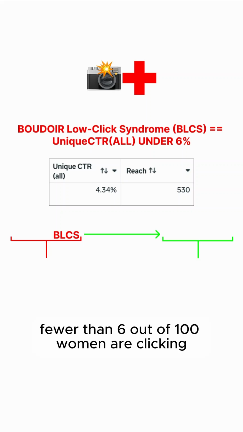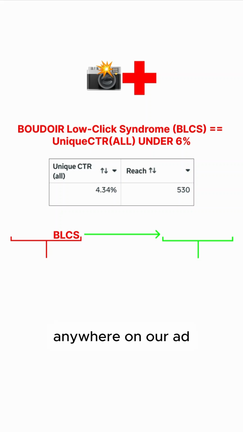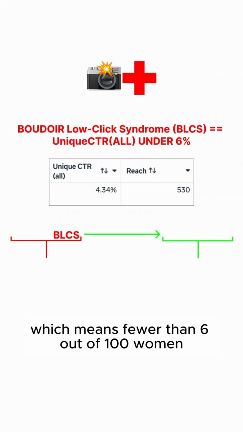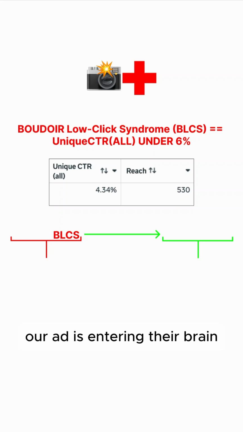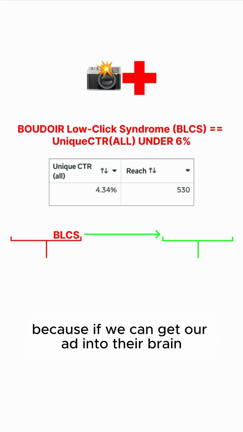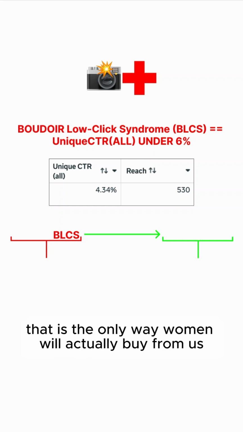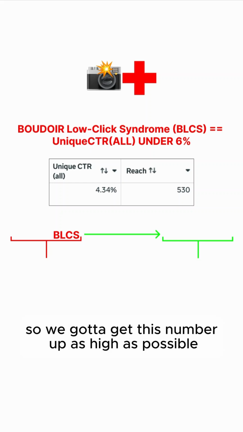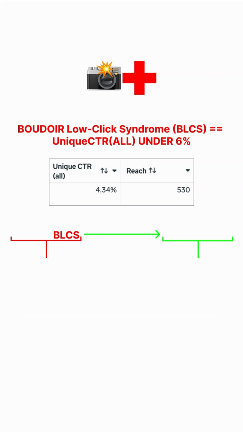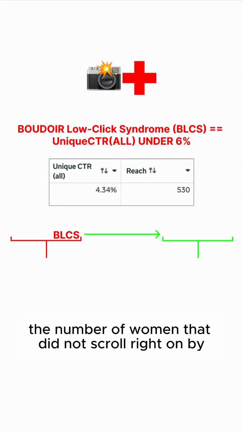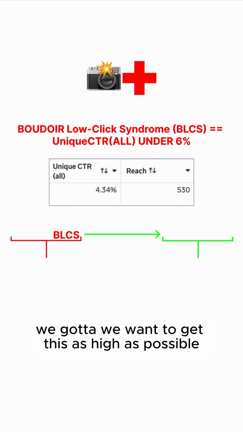Under 6% unique CTR-all means fewer than 6 out of 100 women are clicking anywhere on our ad, which means fewer than 6 out of 100 women our ad is entering their brain. And we care about that because if we can get our ad into their brain, that is the only way women will actually buy from us. So we've got to get this number up as high as possible. This number is also basically the number of women that did not scroll right on by.